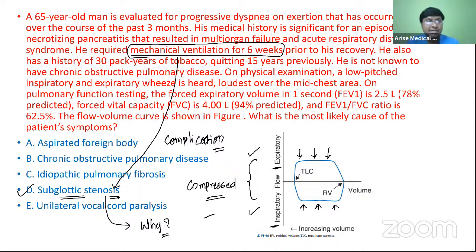Now, what about the other clinical conditions? In obstructive lung diseases, what will happen to the flow volume loop? In restrictive lung diseases, what will happen to the flow volume loop? All that I will discuss now.